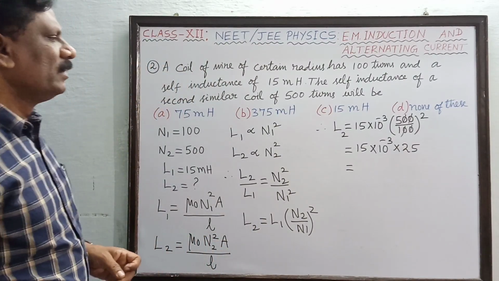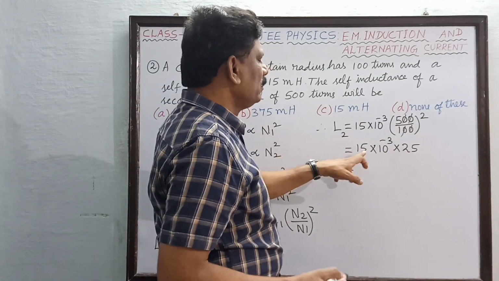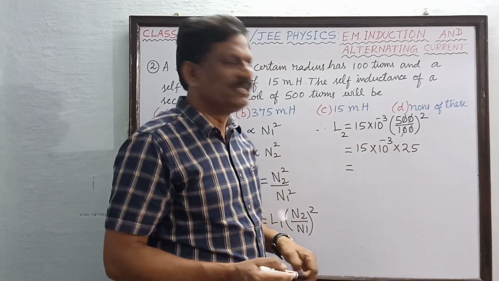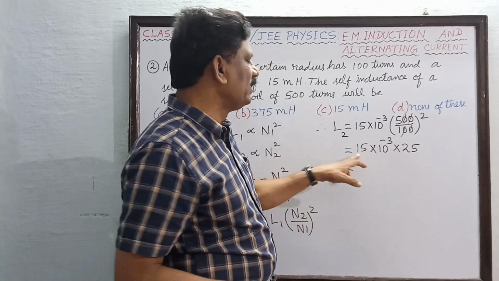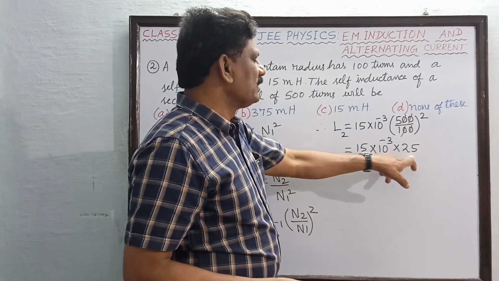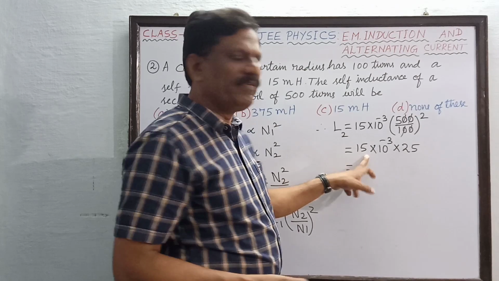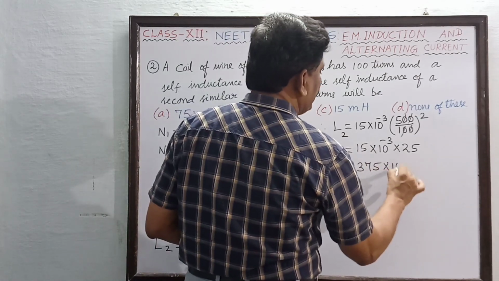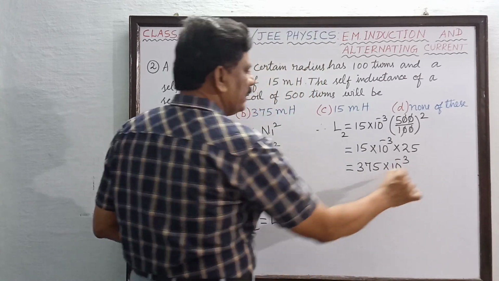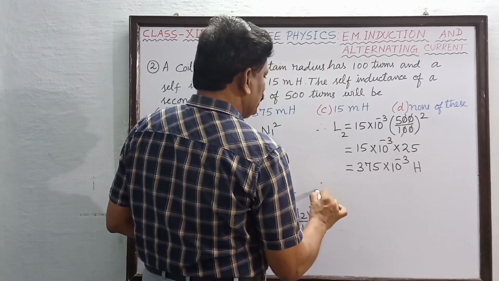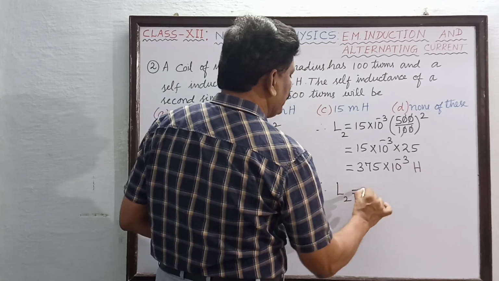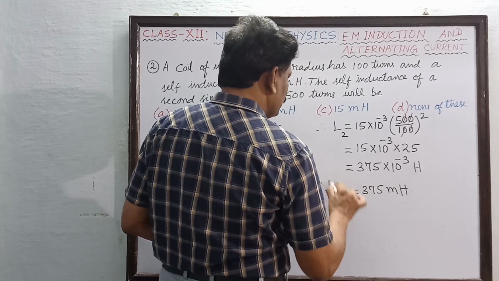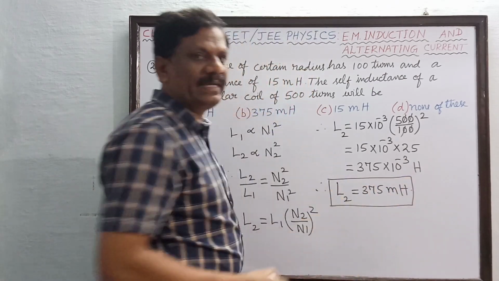So now 25 into 15 we have to find out. It is 375. It should be 375 only because 25 into 10 is 250 plus 25 into 5 is what? 125. Therefore this must be 375 into 10 power minus 3 Henry. Therefore L2 is now equal to 375 millihenry. So this is the answer we are getting.